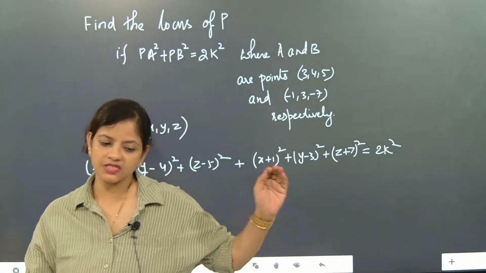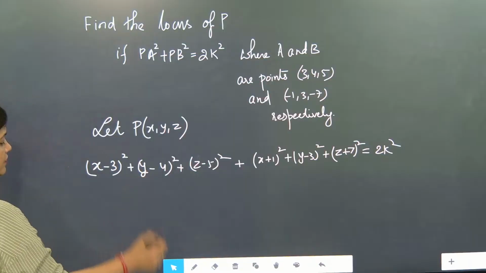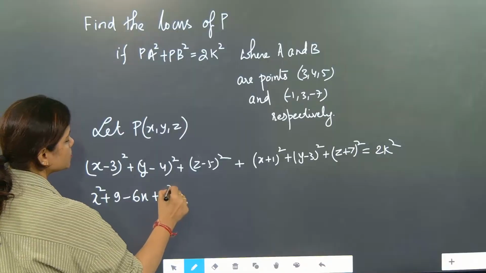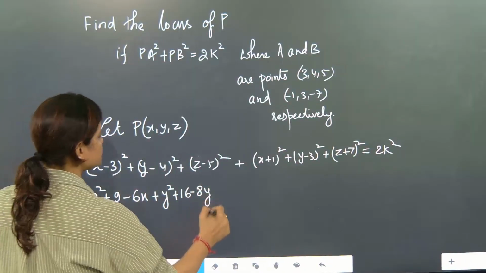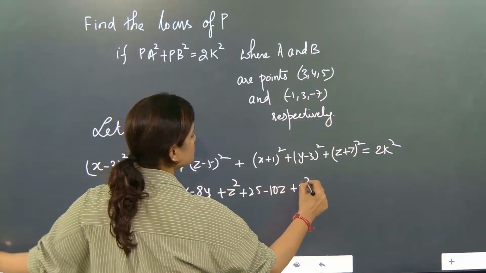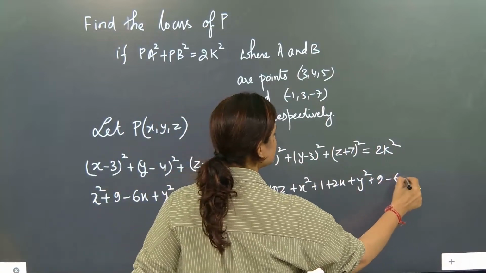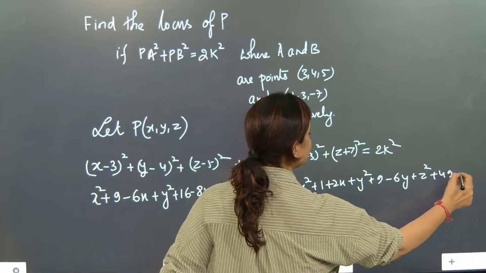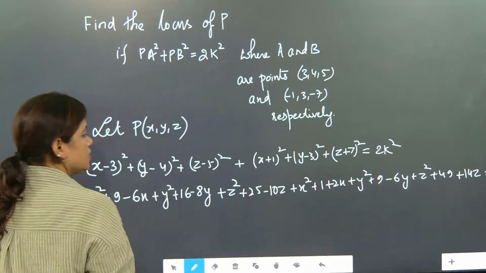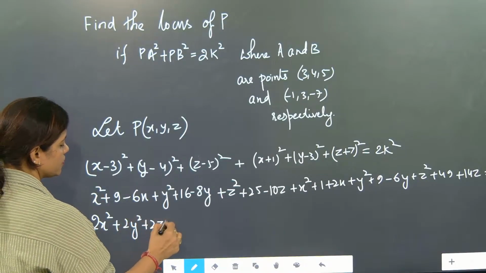Locus of P means take P as a variable. Understood? Locus of P means take P as a variable and then start solving. This section will become what? x square plus 9 minus 6x plus y square plus 16 minus 8y plus z square plus 25 minus 10z plus x square plus 1 plus 2x plus y square plus 9 minus 6y plus z square plus 49 plus 14z is equal to 2k square. That's it. So here x square will become 2x square plus 2y square plus 2z square. Till here it is done.